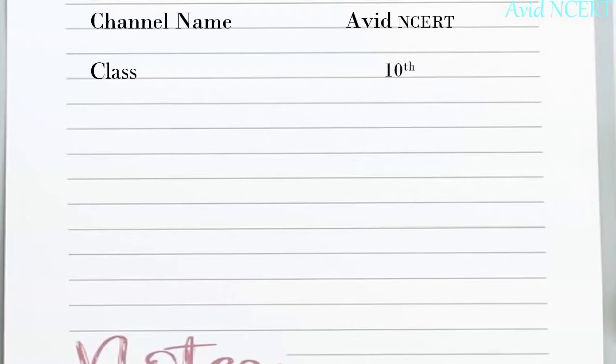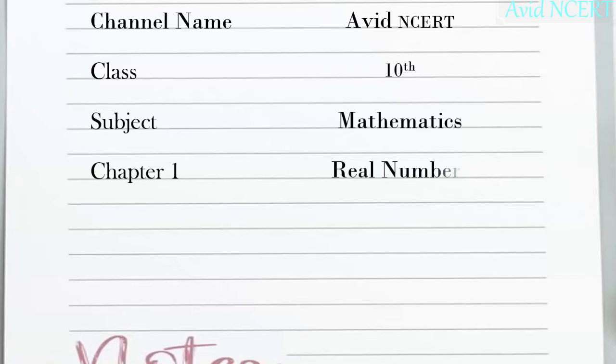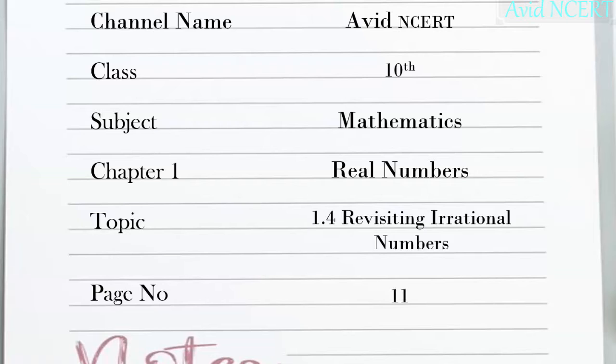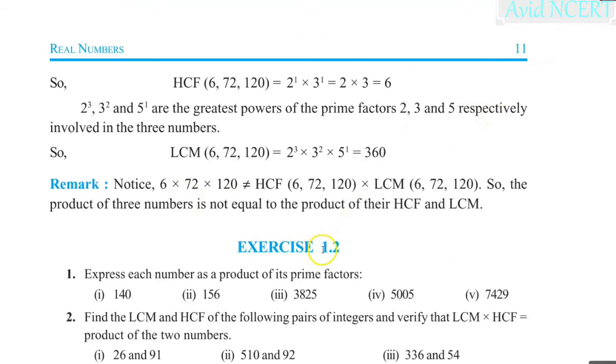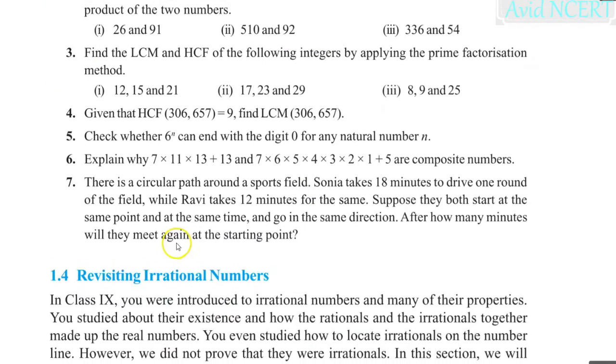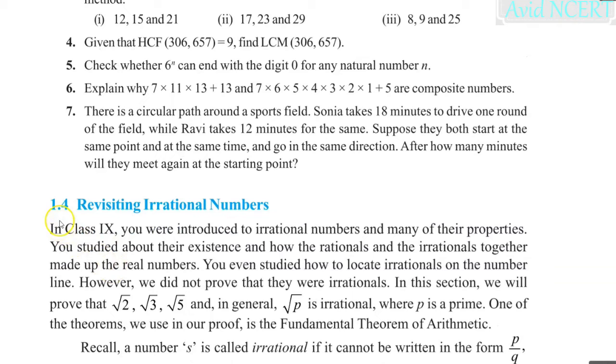This is Geeta. This session is for class 10 mathematics, chapter 1 real numbers. The topic we'll be discussing is 1.4 revisiting rational numbers from page number 11. From page number 11, we have completed exercise 1.2. Now let's discuss 1.4.